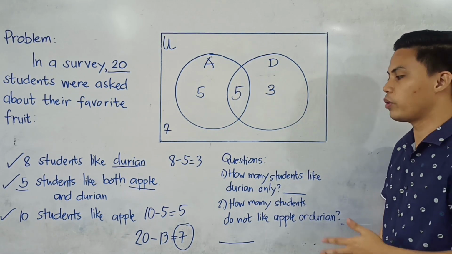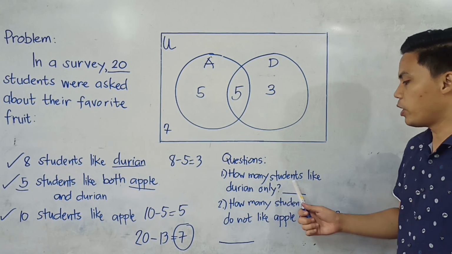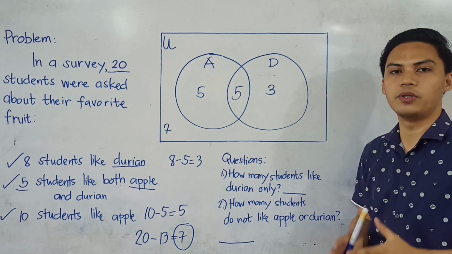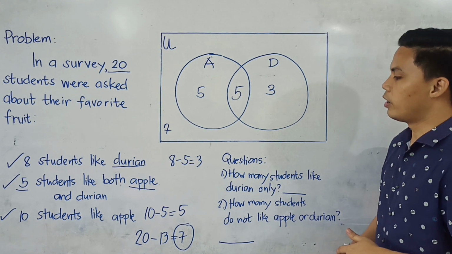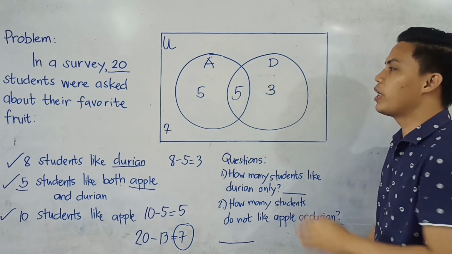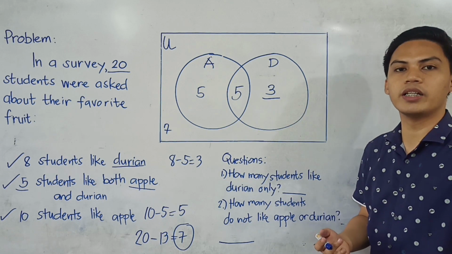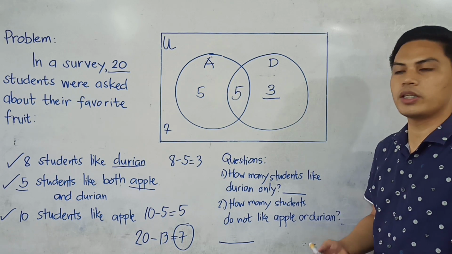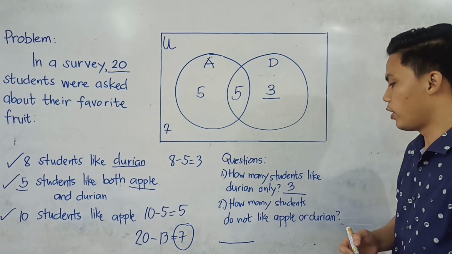So this time, we're going to answer now the following questions. Question number 1. How many students like durian only? Okay. So kung titignan natin, the answer for this question would be this region. Sa madaling salita, there are 3 students na gusto lang talaga niya na paborito niyang prutas is durian lang talaga. So we're going to answer here 3.